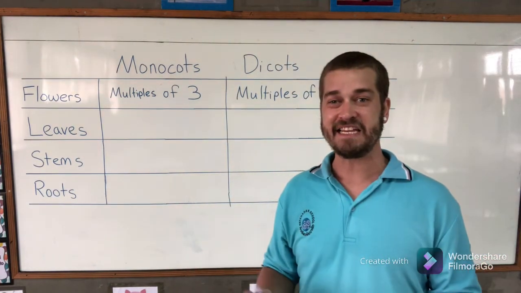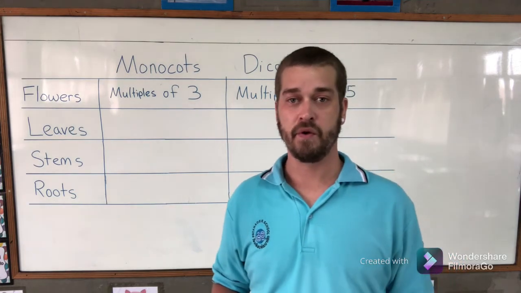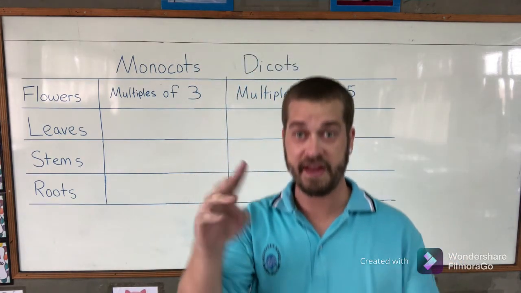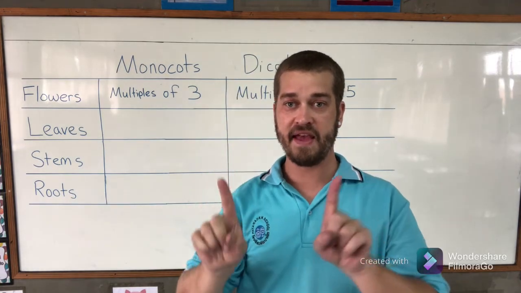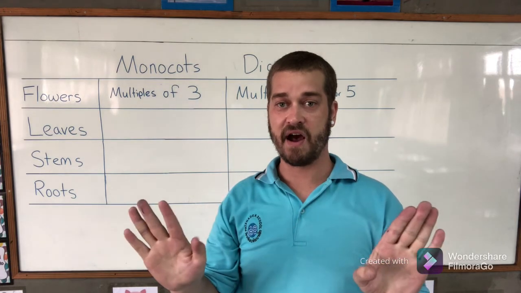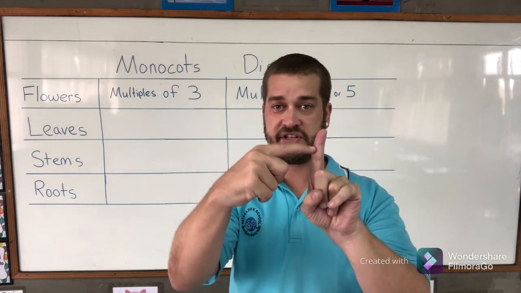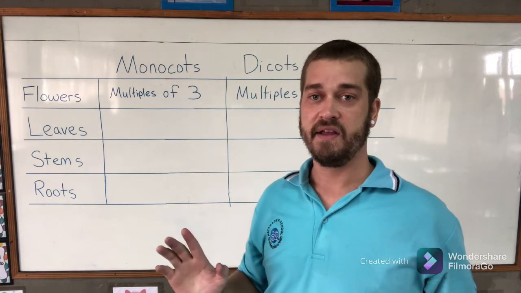So what about our leaves on the monocots? Well, monocots have leaves where the veins run parallel. They never cross, okay? There's one in the middle and then other ones that go right beside it. They never go into each other and they never cross. Okay, so that's a monocot.